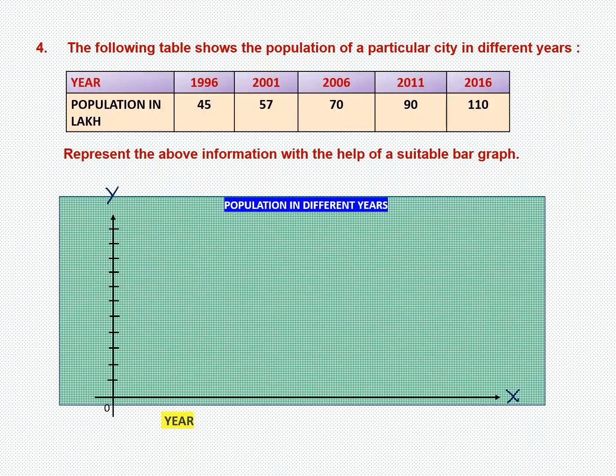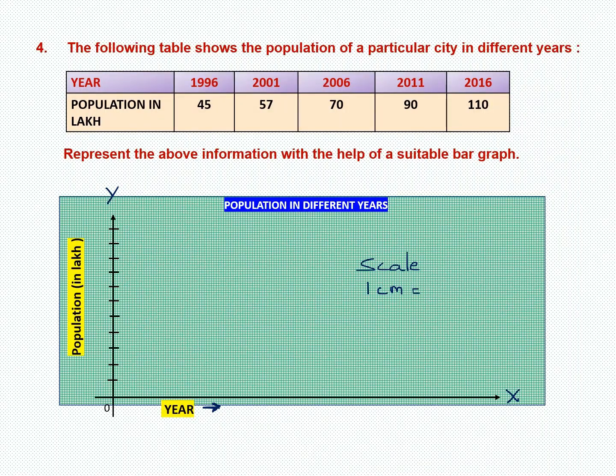Now what are we showing on the x-axis? We are showing the year, and the year given to us is from 1996. Now what are we showing on the y-axis? The y-axis, we're going to show the population in lakh. So now again we have to think of a scale on the y-axis, isn't it? 1 centimeter is equal to how much? How many people in lakh?